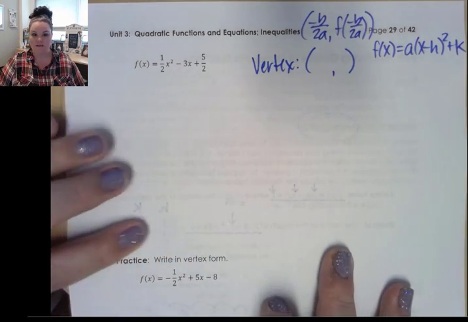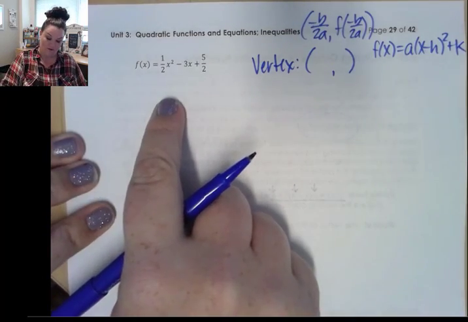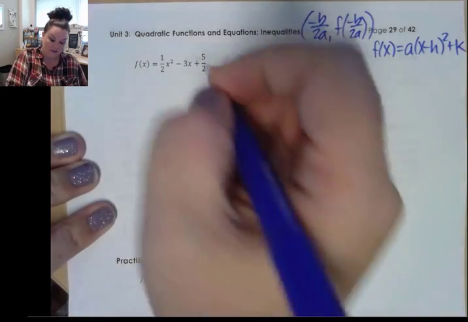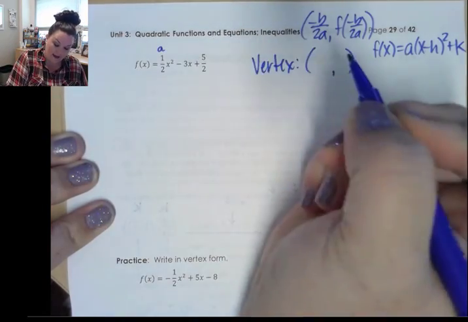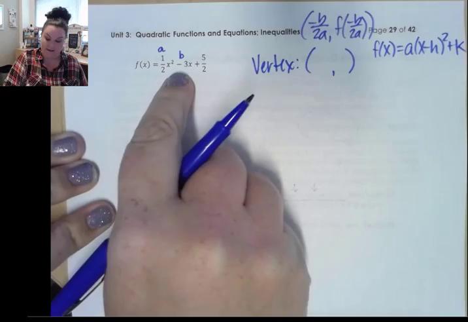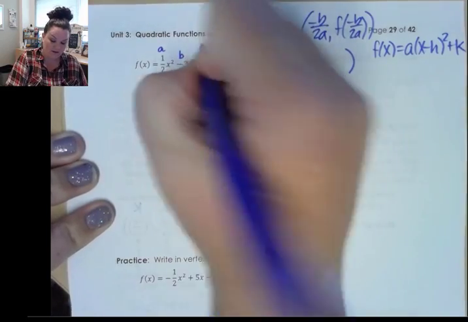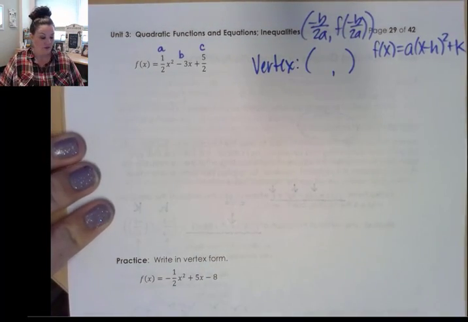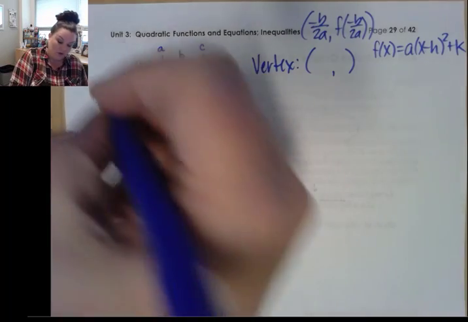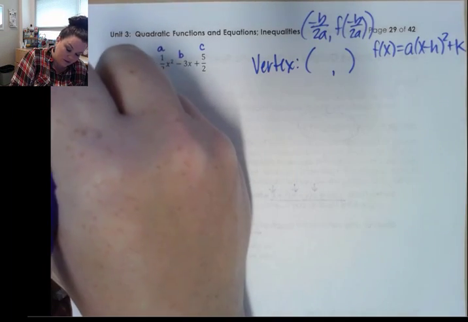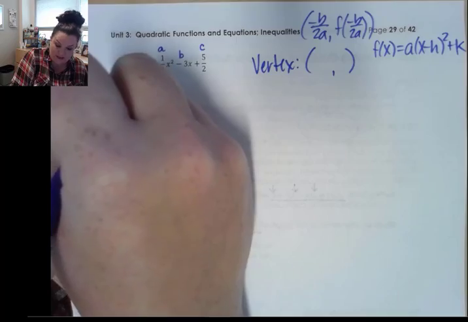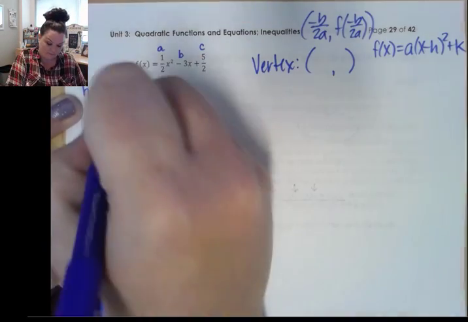Okay, so let's go ahead and use this problem to calculate our vertex. Our a here is 1/2, our b is negative 3, and our c is 5/2. So we're going to go ahead and plug in. We're looking for our h value first, which we know we can find by doing negative b over 2a.